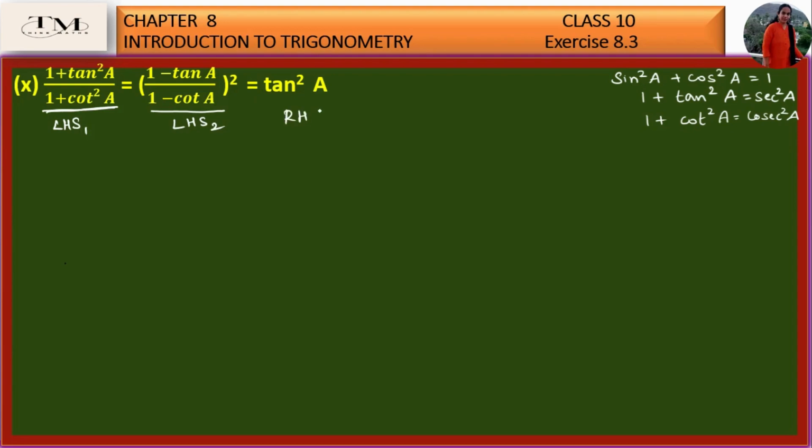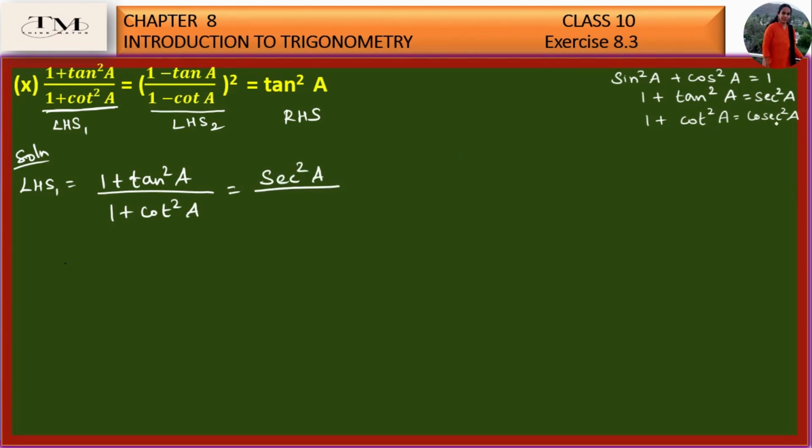This is the RHS. So let us start the solution and take LHS 1, which is 1 plus tan square A divided by 1 plus cot square A. From the identity, 1 plus tan square is nothing but secant square A, divided by 1 plus cot square, which is nothing but cosecant square A. So what is secant square? It is 1 by cos square A, divided by cosecant square, which is 1 by sin square A.